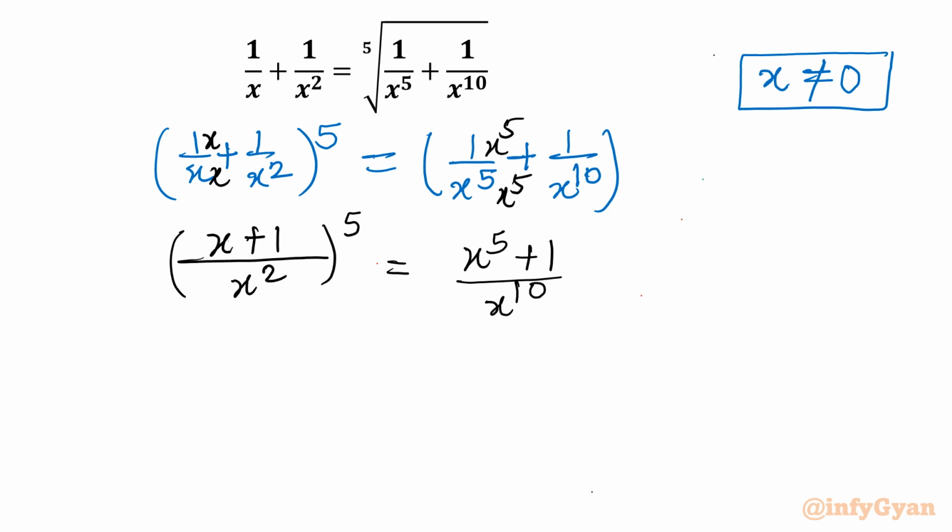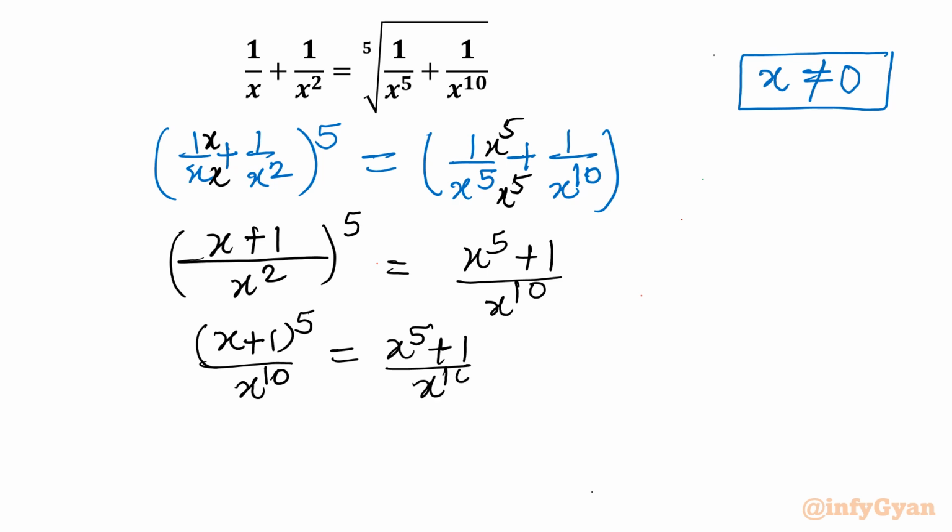Now you can see if I split the exponent, I can write (x plus 1) whole power 5 over x power 10 equal to (x power 5 plus 1) over x power 10. Now I can cancel these two denominators as x is non-zero. So what is left? That is (x plus 1) whole power 5 equal to x power 5 plus 1.